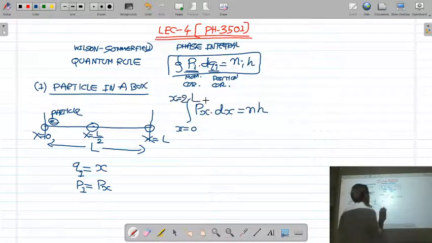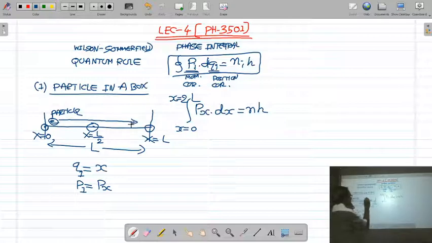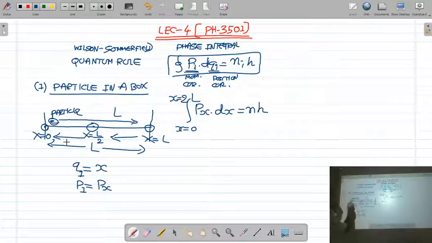Why is this limit taken? Because when the particle starts its motion from x equals 0, the lower limit will be 0. When the particle travels distance L, it strikes and collides with the wall at x equals L. From this wall it is reflected back, and again it travels distance L. So during its to and fro motion it travels distance L plus L. So during one period the limit of x will be 0 to 2L.